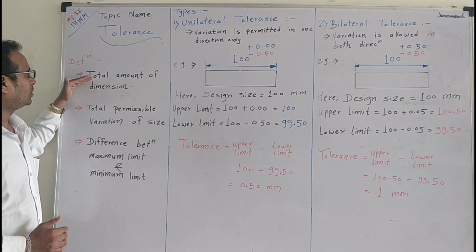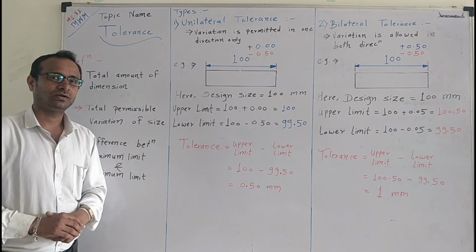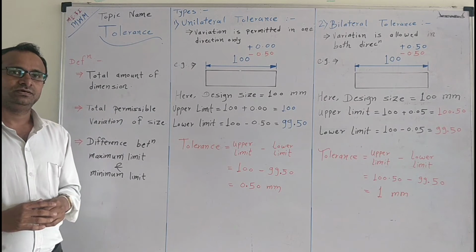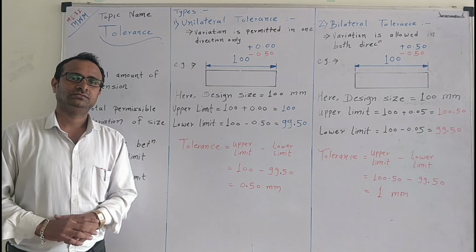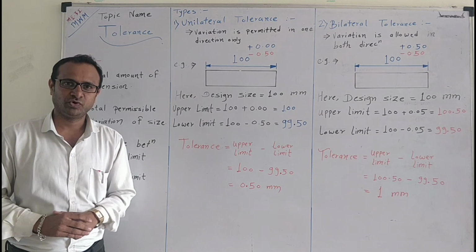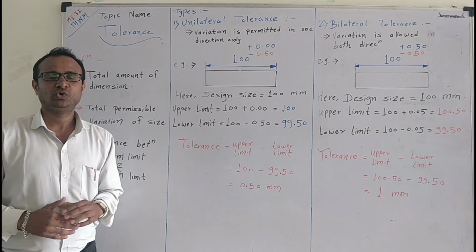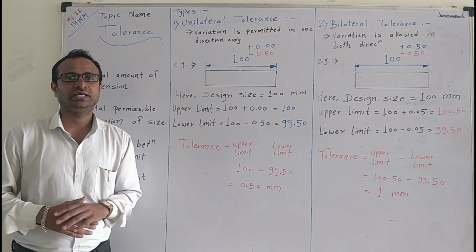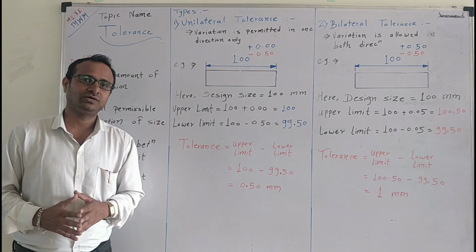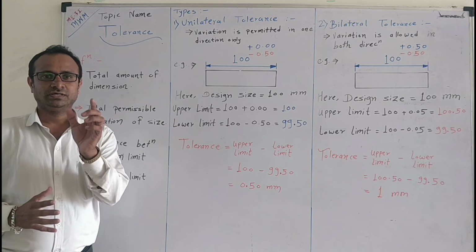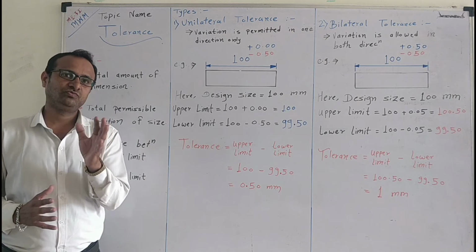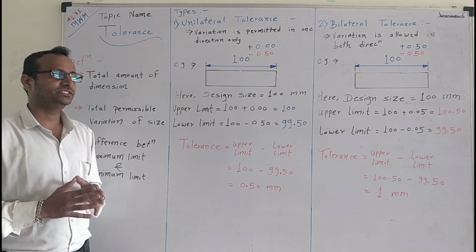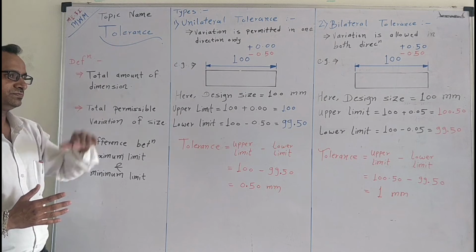It is the total amount of dimension, or we can say total permissible variation of size. We know that there are different sizes for the different components. Suppose two components are fitted, or one component is inserted into another component, then there should be variation. We should provide the variation between these two matching elements, and this variation is known as tolerance.